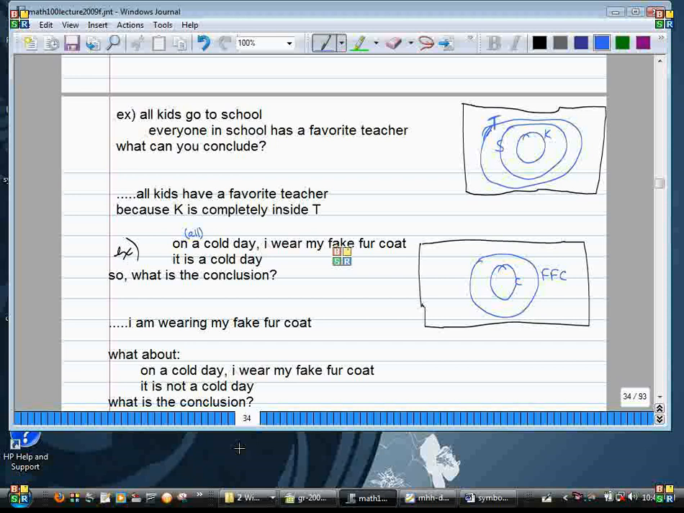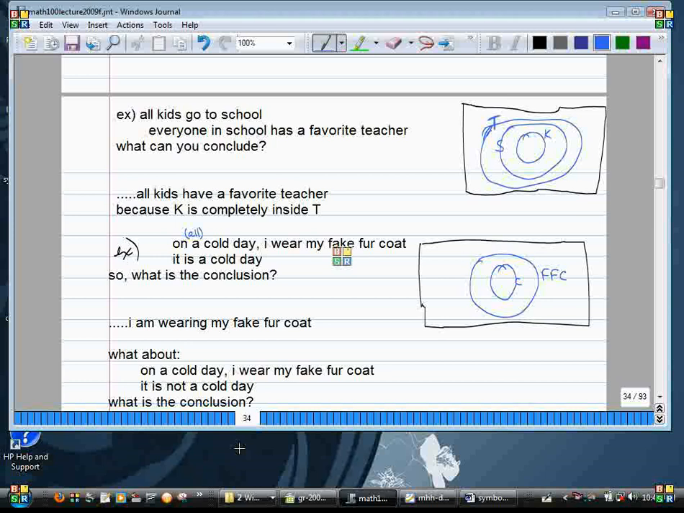So this is what we were talking about last time. This is the fallacy of the inverse. If it's a cold day, then I wear my fake fur coat. If I tell you it's not a cold day, can you automatically conclude that I do not wear my fake fur coat? Absolutely not. Okay. You can't conclude anything.